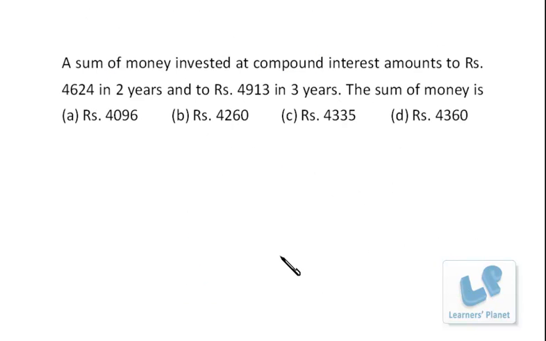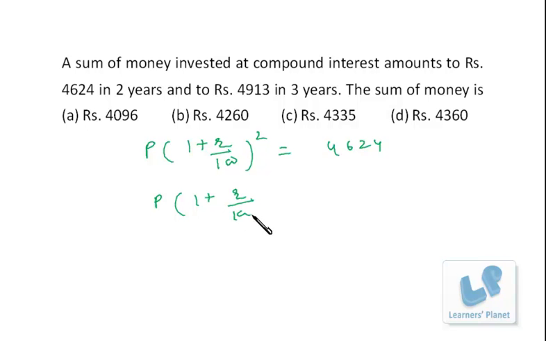Friends, this problem is similar to the previous one, and I would suggest that you try it on your own, then match your solution and answer with mine. A sum of money invested at compound interest amounts to rupees 4624 after 2 years, that is, P(1 + R/100)^2 is 4624. P(1 + R/100)^3 is 4913. We have to find out the principal.